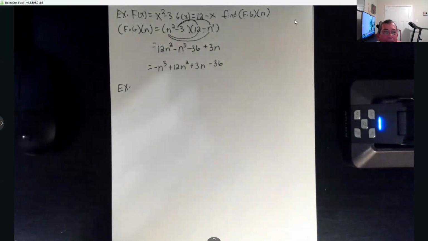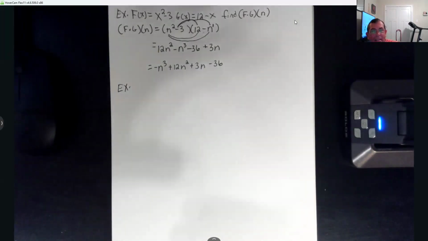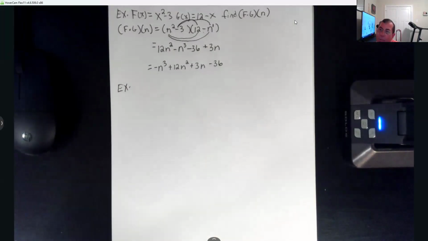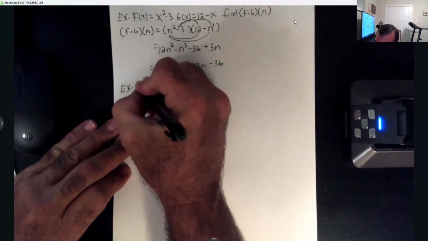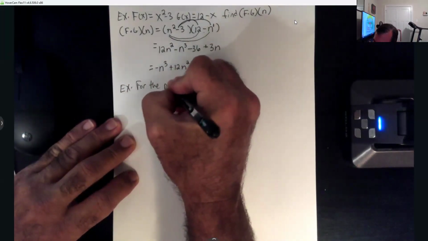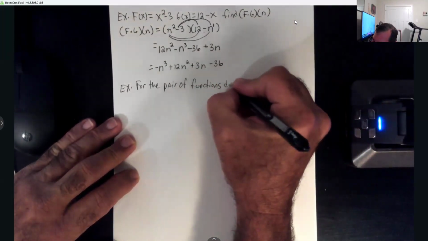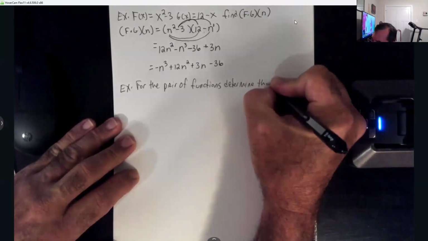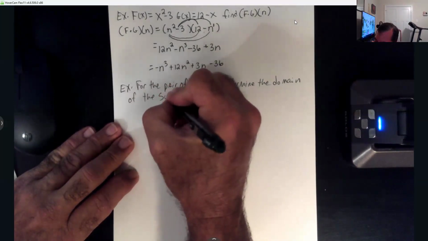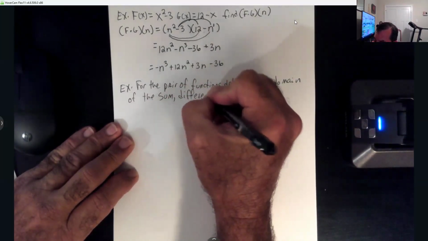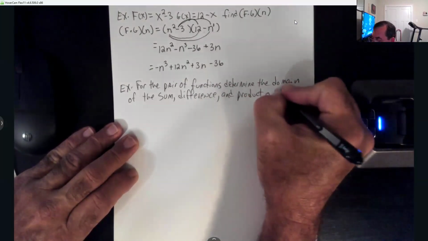All right, y'all. So that was going through some of these operations you're going to see. So now toward the end, at the last two problems or three, they're going to play with the domain a little bit. So on this part, it says, for the pair of functions, determine the domain of the sum, difference, and product of the two functions.